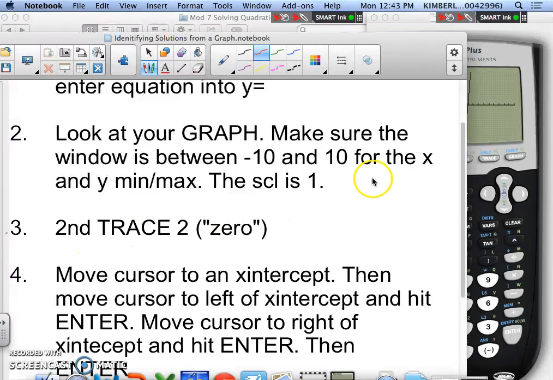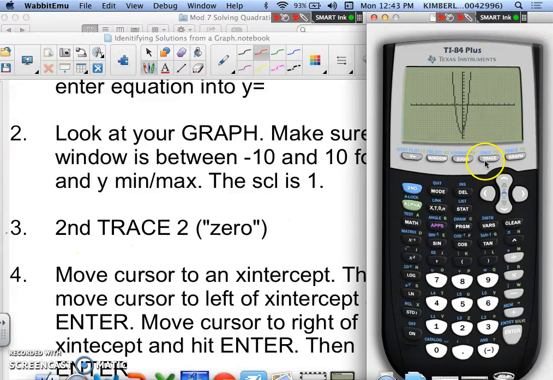So you hit second trace, and trace button is here, and so you're trying to get that calc button to come up. So you press the blue button, and then you press the trace button. Okay? You are looking for the zeros. Those are the x-intercepts. So you can either press the button 2, or you can go down to 0, and then you will hit enter.